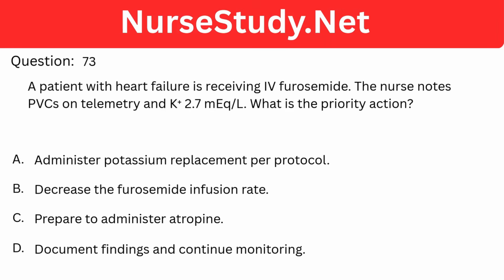Question 73. A patient with heart failure is receiving IV furosemide. The nurse notes PVCs on telemetry and potassium 2.7 milliequivalents per liter. What is the priority action? A. Administer potassium replacement per protocol. B. Decrease the furosemide infusion rate. C. Prepare to administer atropine. D. Document findings and continue monitoring.